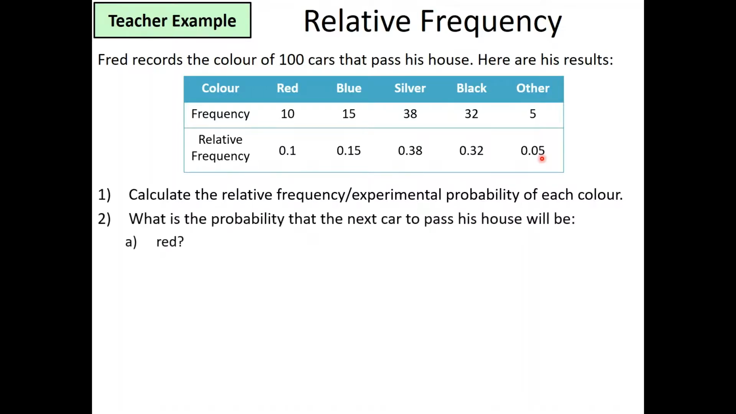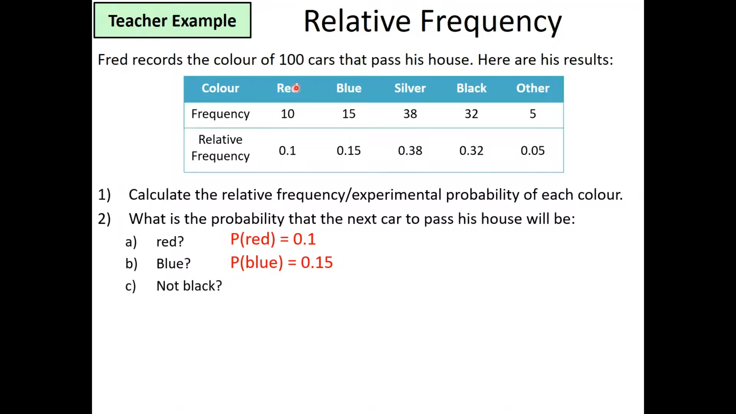Question 2. What is the probability that the next car to pass the house will be red? Now, based on this experiment, based on this relative frequency right here, I'm looking at the red, I've got a 10 out of 100 chance. Or if I simplify that, that is 0.1 or 1 out of 10. What's the probability of me seeing a blue car next? Well, that would be 0.15 or 15 out of 100.